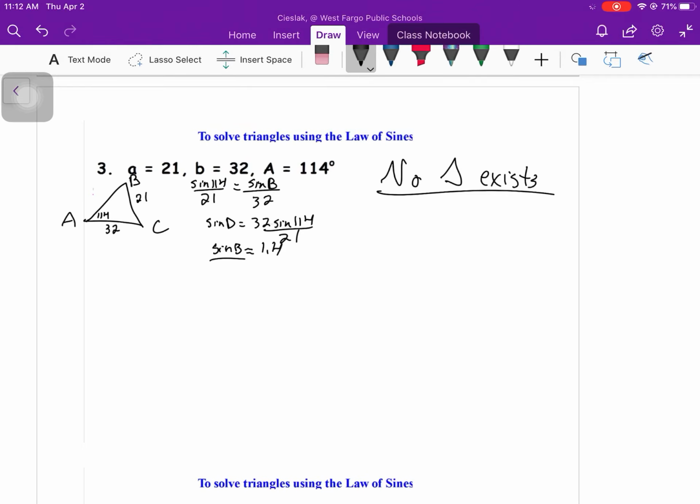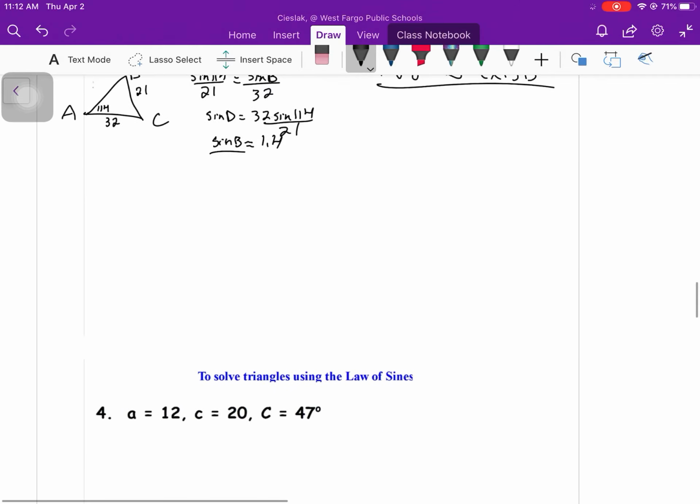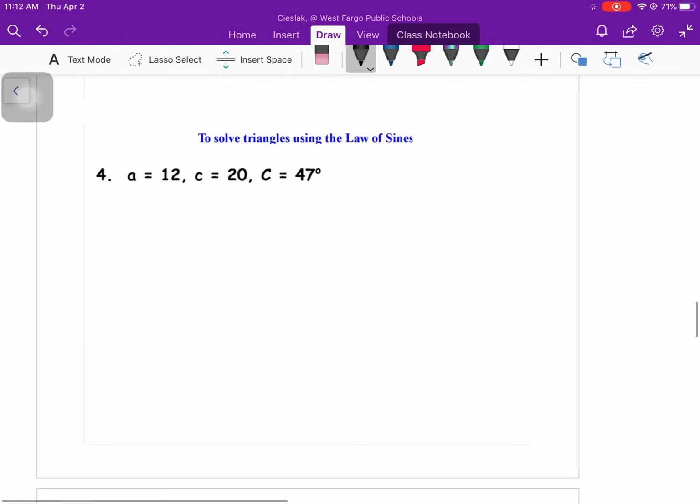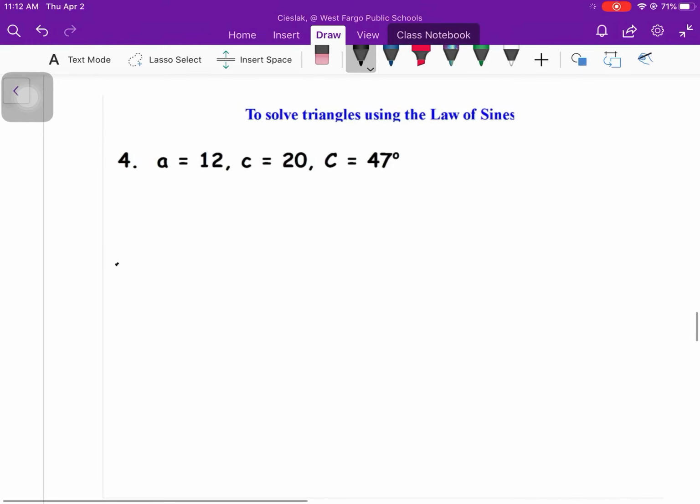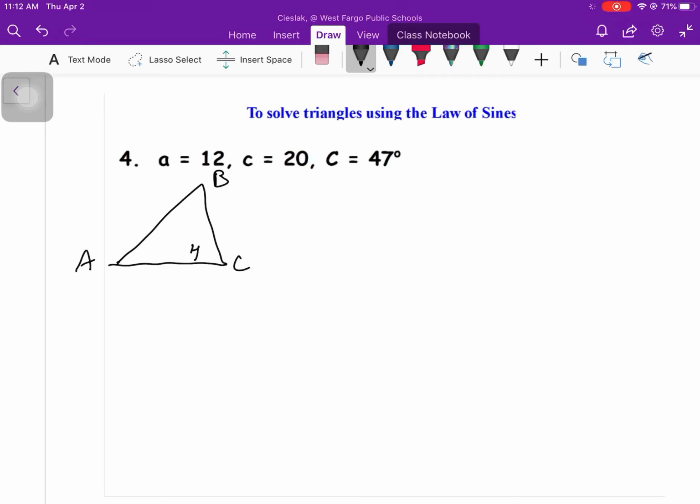We've seen no triangles. Let's take a look at this next one, and we will show you where only 1 triangle can exist. Okay, so example 4. I'm going to draw a triangle ABC again. Angle C is 47. Side C is 20. Side A is 12. So I've got to find this angle right here first.